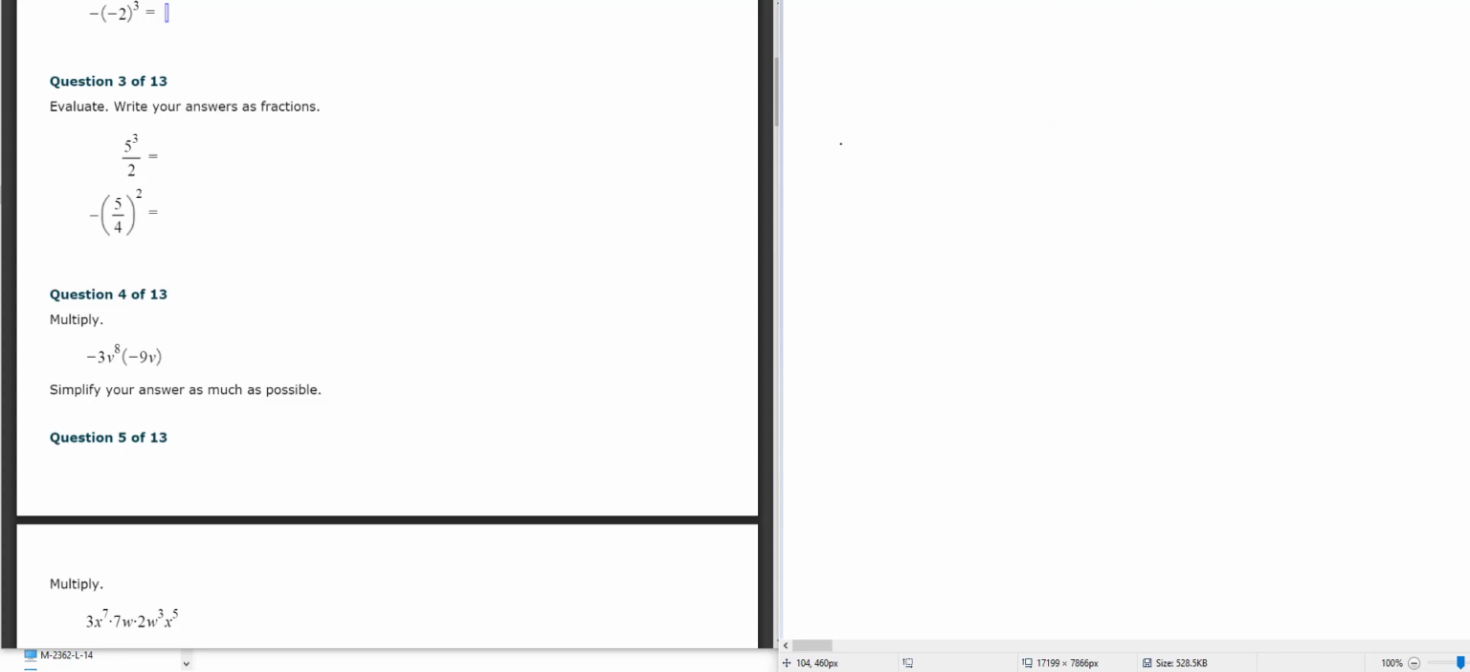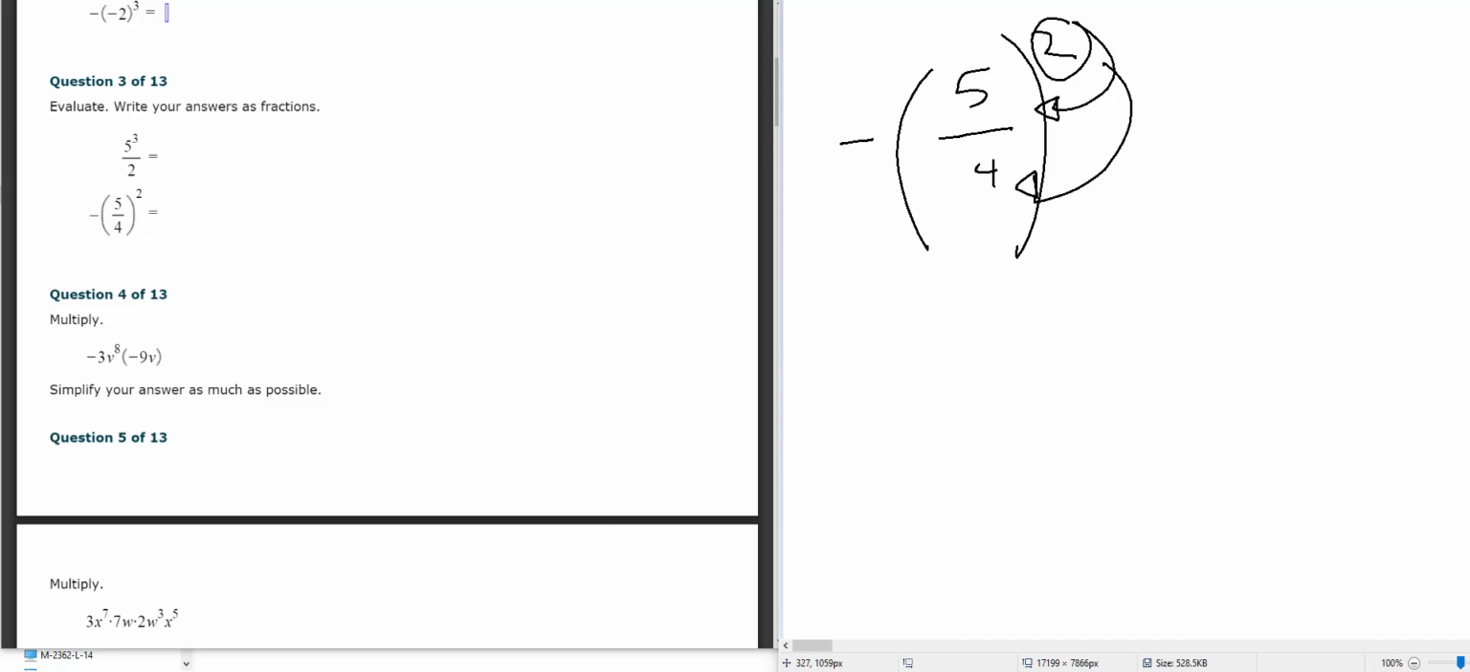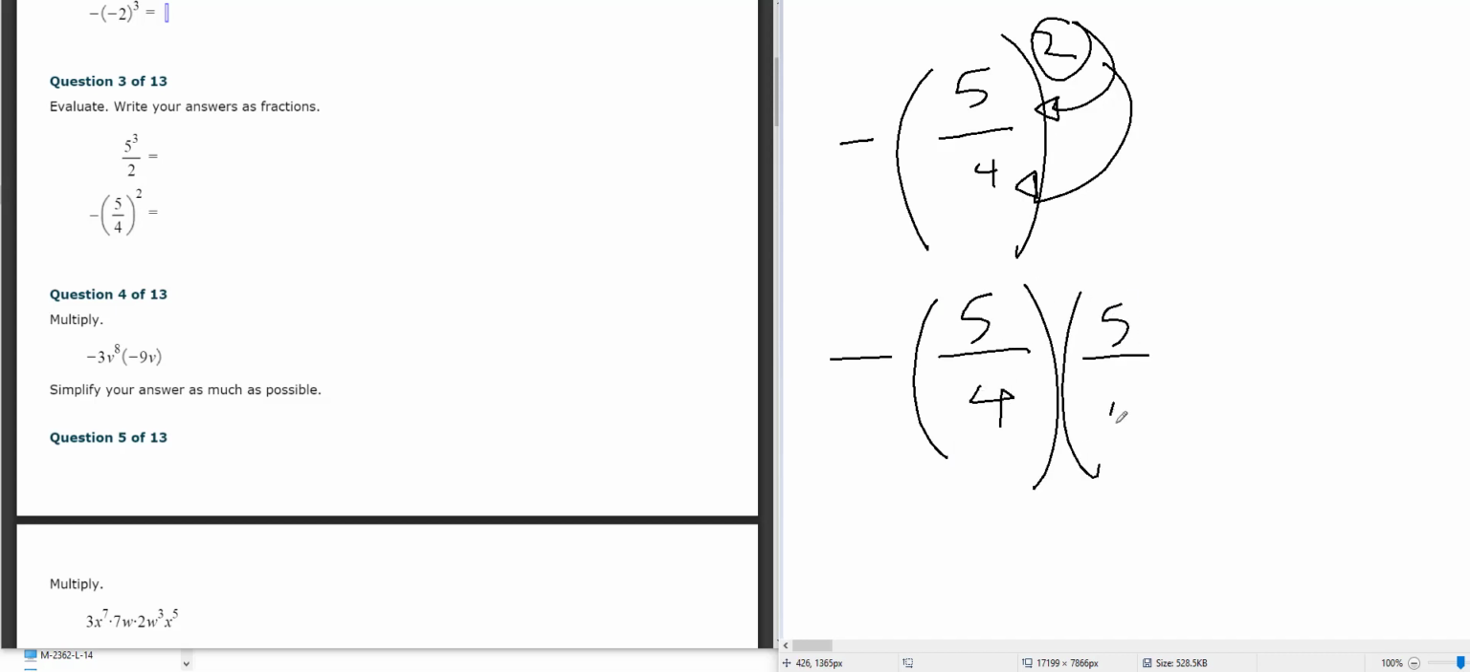The second part of number 3, the opposite of 5 over 4 squared, the exponent applies to the top and the bottom of this fraction, but not this minus sign. So it's minus 5 over 4 times 5 over 4. So that minus is going to stay a negative. There's nothing to pair it with to make it positive. 25 over 16.